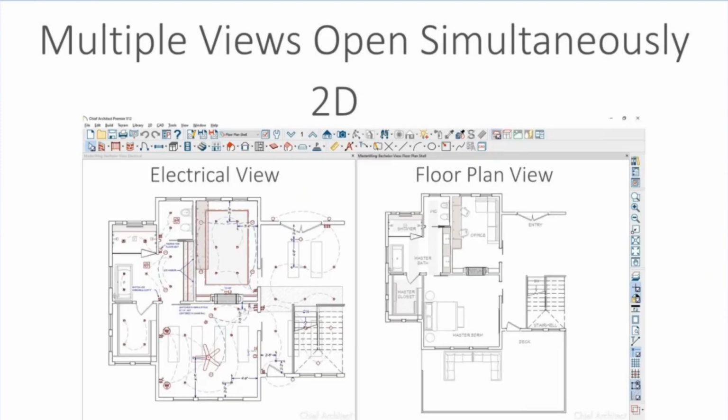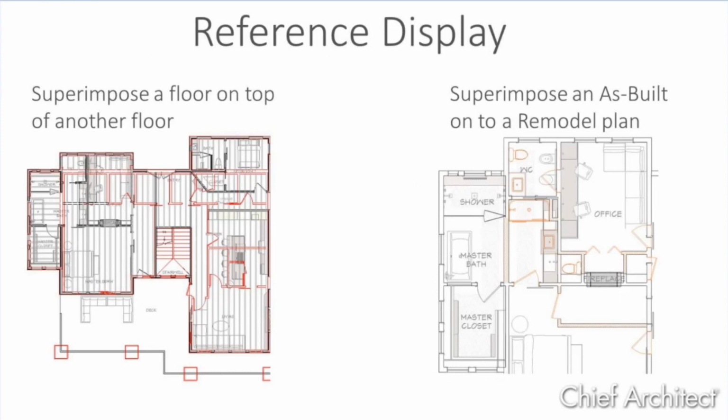In this case, I have the floor plan and the electrical plan open simultaneously. The other thing that you can control with your saved plan view is something called reference display. I have two examples here on my screen. In one example, I'm simply overlaying the floor below and superimposing it on the floor above. On the example on the right-hand side of my screen, I'm superimposing the as-built drawing onto the final remodel plan, which may be required in your permitting process.